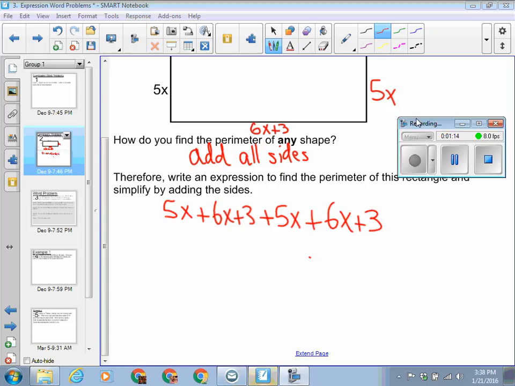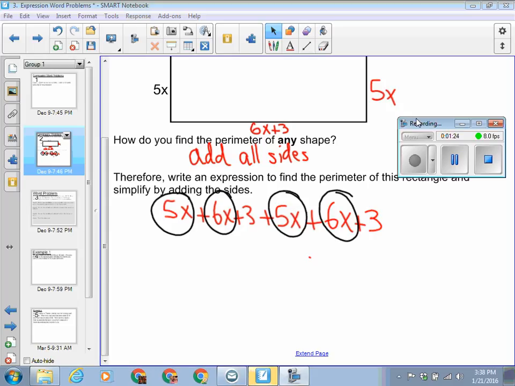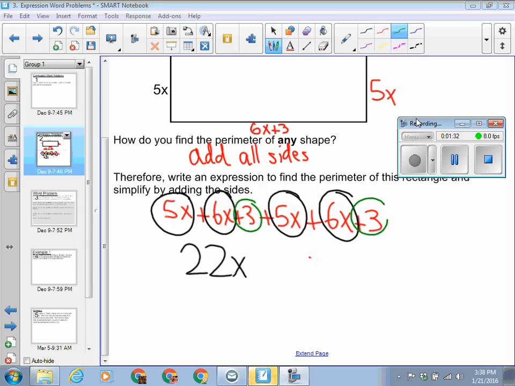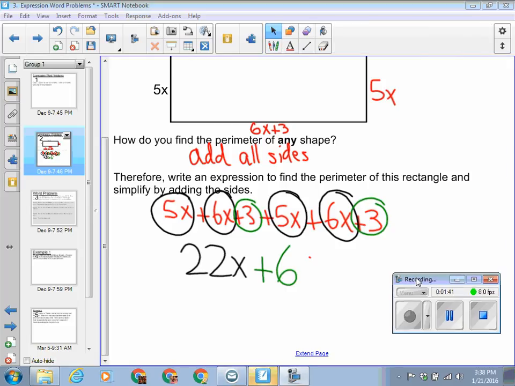So now it's a matter of combining our like terms. We just take all of our x terms and add them up. 5x plus 6x is 11x, and then plus another 11x gives us 22x. And we add our constants together, 3 and 3, give us 6. So that's all we have to do in that problem.